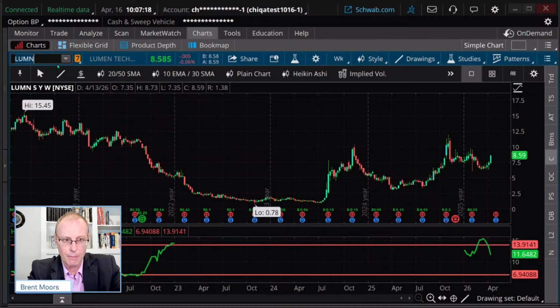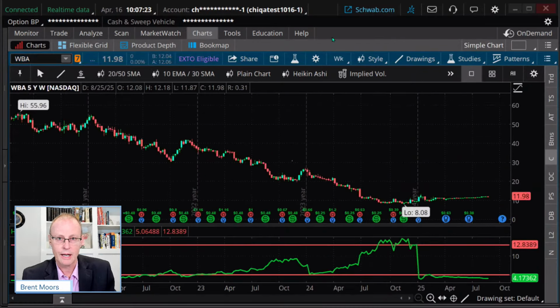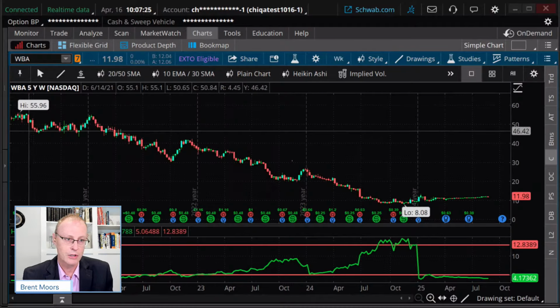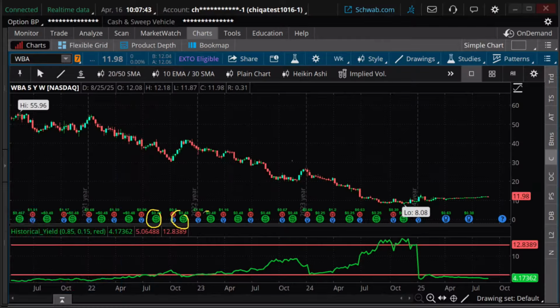Let me give you another example. Here's Walgreens Boots Alliance. This is Walgreens. You guys are probably familiar with the store. There's probably one not too far from you, perhaps. And when we look at this, what you're going to see is we had a nice dividend, a 48-cent dividend. It was a pretty high dividend.